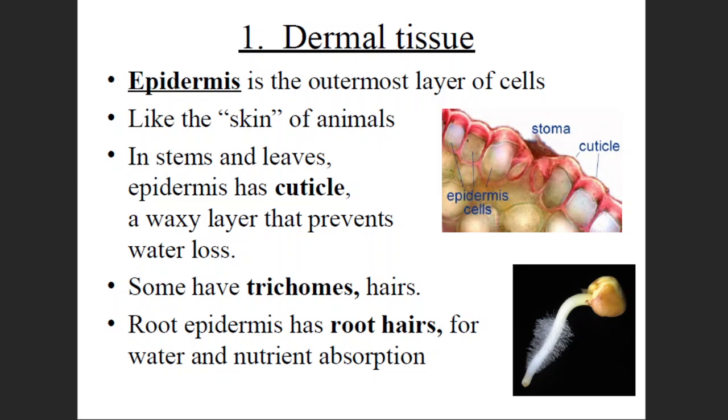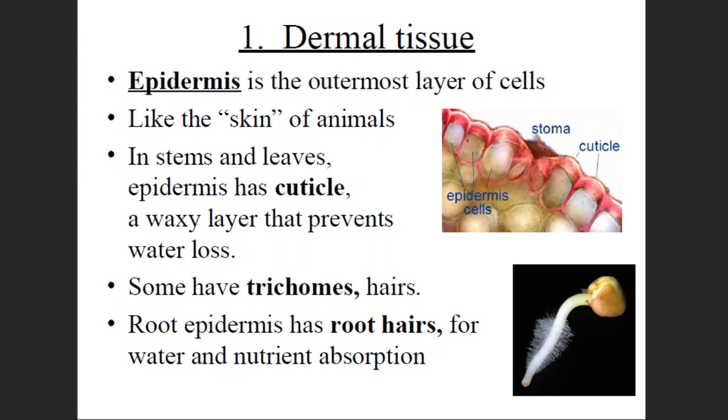Now the dermal tissues. Epidermis is regarded as the outermost layer of cells, which is outside the cell. It is like the skin of animals, which is regarded as the dermal tissue. So the outermost layer is regarded as the epidermis. In stems and leaves, the epidermis has a cuticle. So it has an outer, tough covering, which protects it from the environment, and also protects it from water loss and other things.